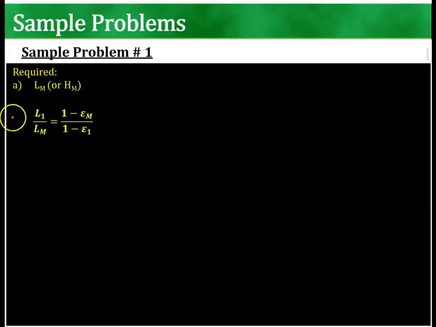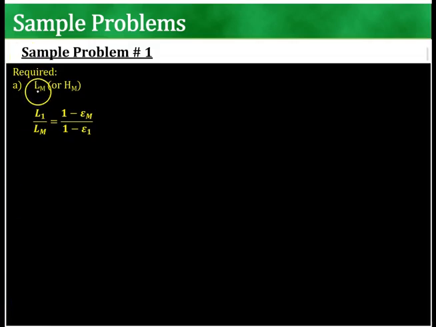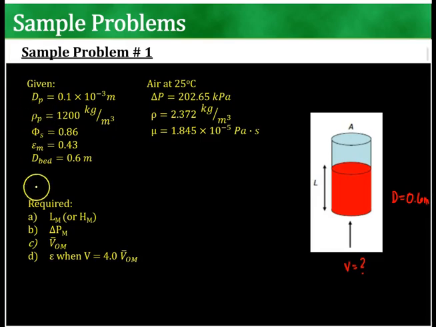So let's try solving. In order to solve for the first one, the LM or HM, we can use this given formula. And as I mentioned earlier, if it was to be assumed to be pure solid, what happens is E1 for pure solid would be equal to 0, right? So we would want to solve for LM. The thing is, we don't know what L1 is. We're not given any L.